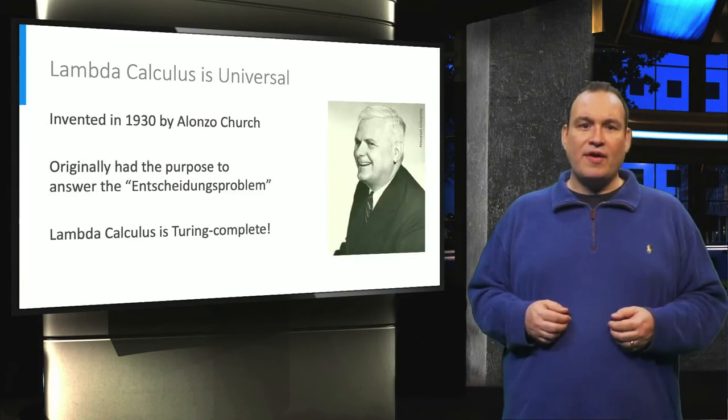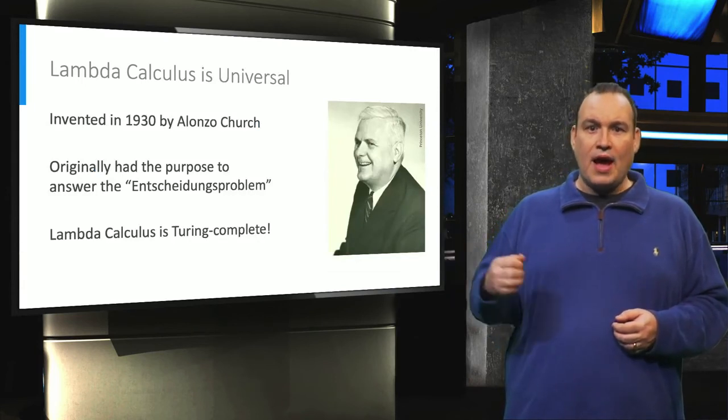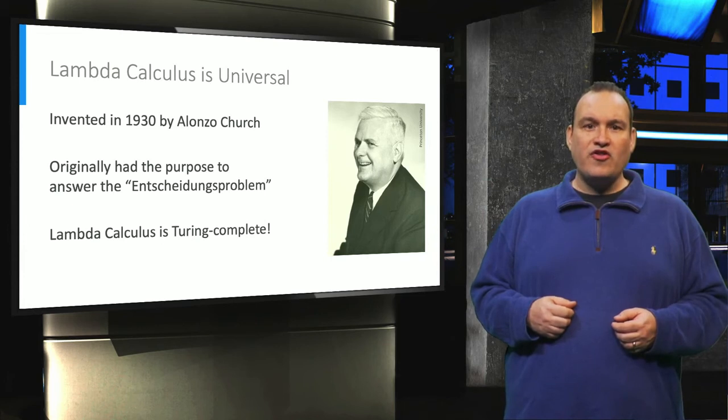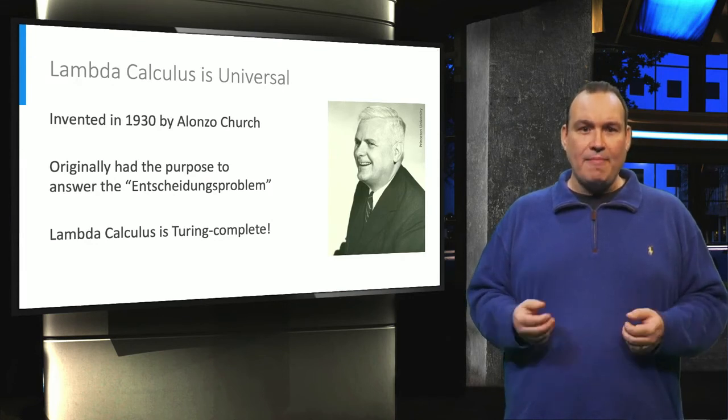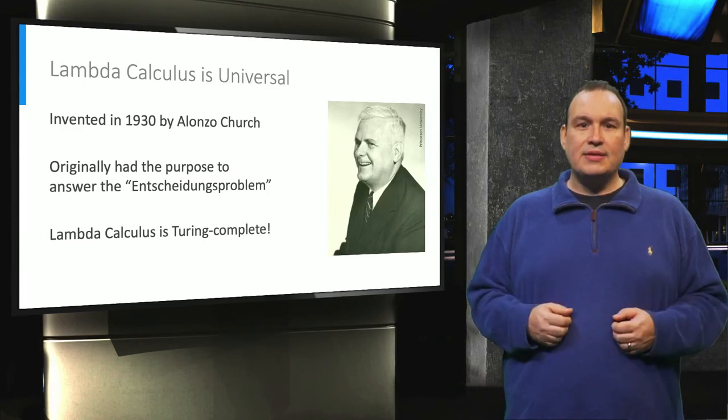The Lambda notation was invented by this gentleman, Alonzo Church. He originally did this as a way to write algorithms in a formal way, concretely for the so-called Entscheidungsproblem, which was brought up by Leibniz and formulated by Hilbert.